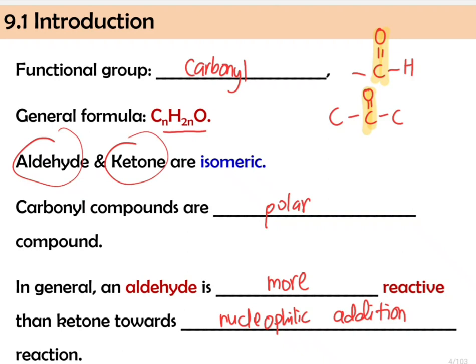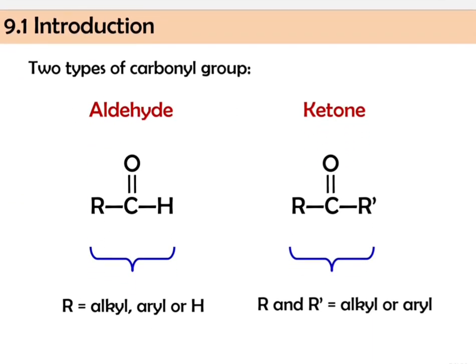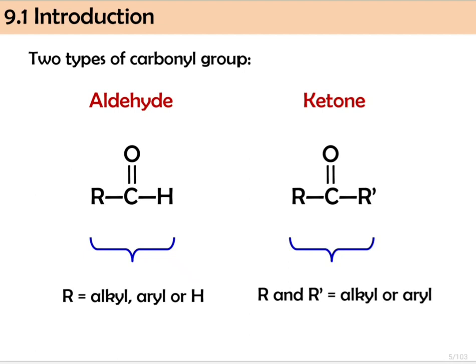Jadi bila dia nucleophilic addition, bermaksud carbonyl compounds is an electrophile. Lagi tepatnya, dia ada electrophilic site. Okay, jadi untuk fahamkan about that, we go through these second slides. So, two types of carbonyl groups which are aldehyde and ketone. Okay, jadi untuk yang ini, oksigen dia more electronegative compared to carbon. Okay, jadi electrons at the double bond is drawn more towards oxygen.